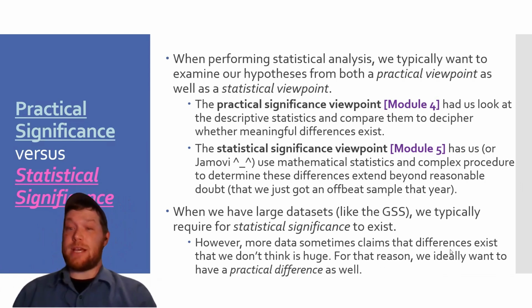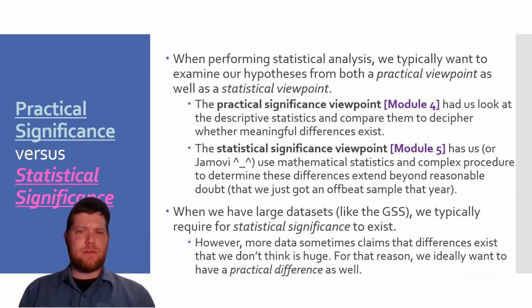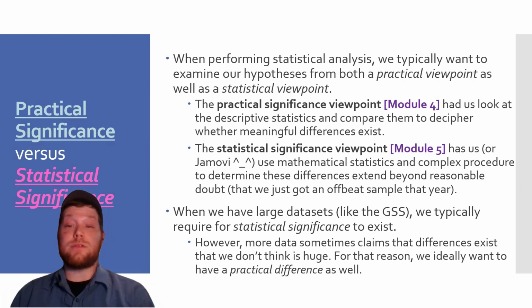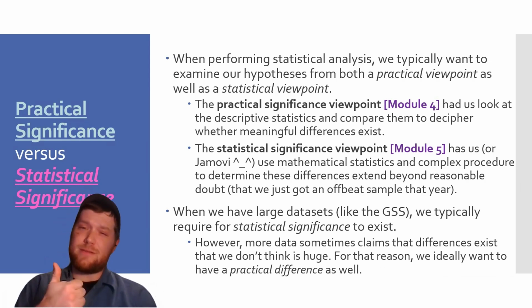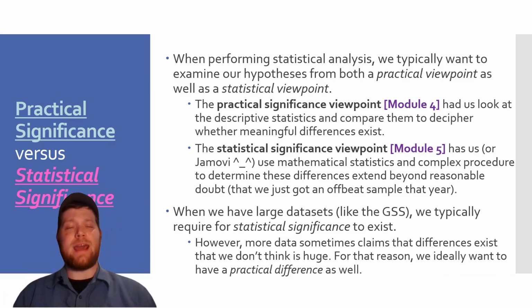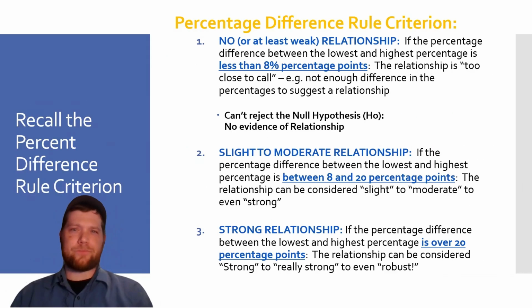When we have large data sets like the GSS, we typically require that statistical significance exist. That is almost like the baseline. But it's usually not always good enough. With more data, sometimes the claims that differences exist are not necessarily because there are huge gaps and changes. We just have a large number of observations. And those differences we may not think are huge. And for that reason, we ideally want to have both statistical significance as well as practical significance and make sure that they go hand in hand to really make a conclusion about something.